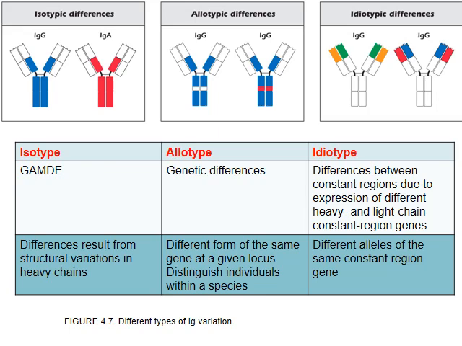Now, differences resulting from the structural variation in the heavy chain make them different, because if it is a gamma over here or a mu over here, that's a genetic makeup.